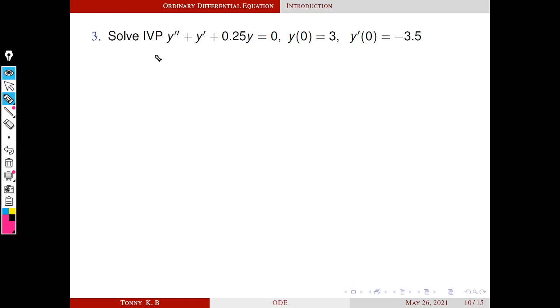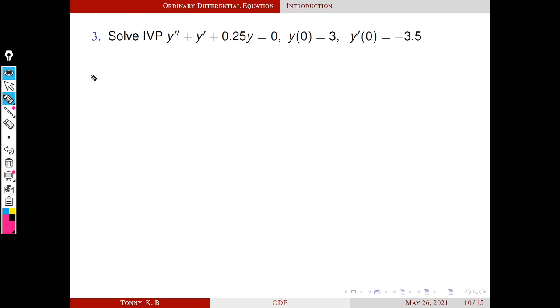Next problem. Solve the initial value problem y double dash plus y dash plus 0.25y is equal to 0, with the two conditions y of 0 equal to 3 and y dash of 0 equal to minus 3.5. So first we have to solve this differential equation. Then we will apply these two conditions to find the particular solution satisfying all these conditions.